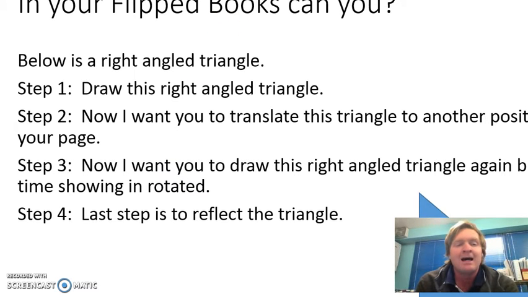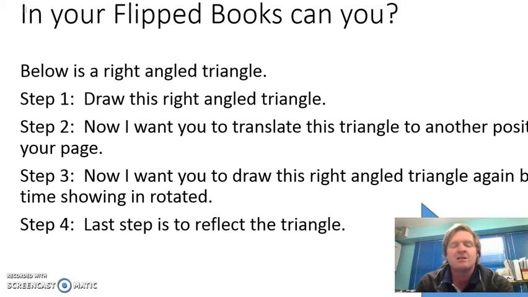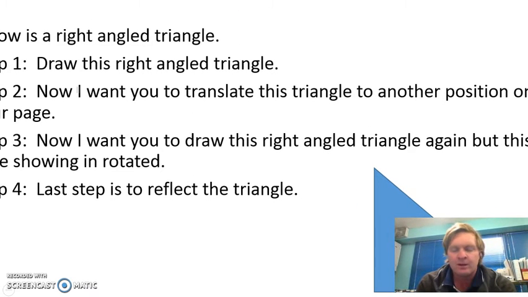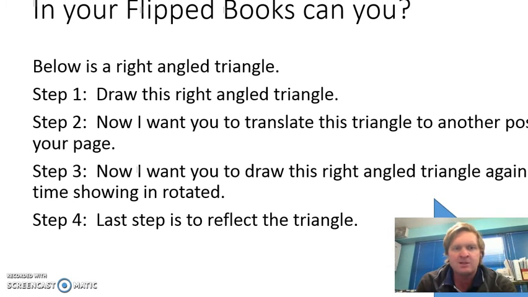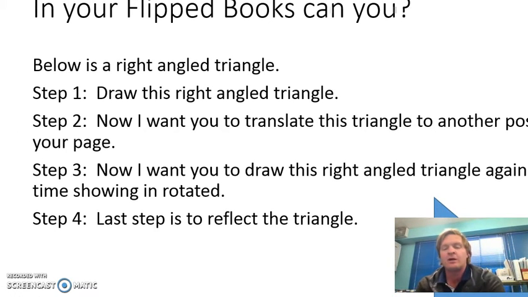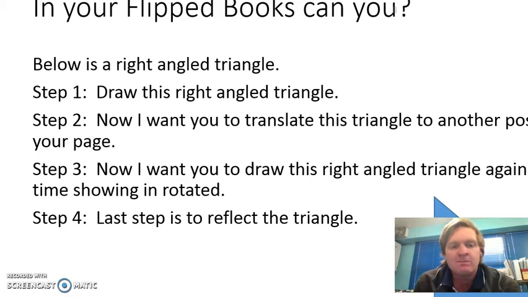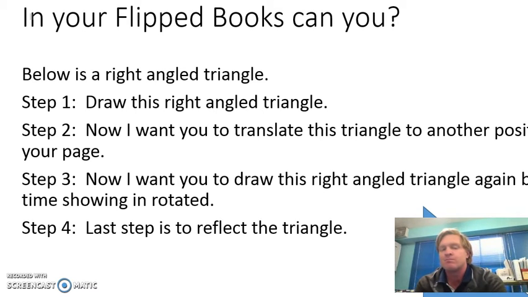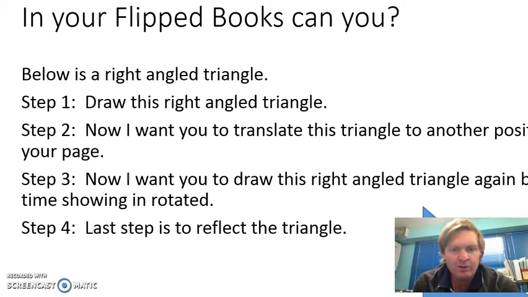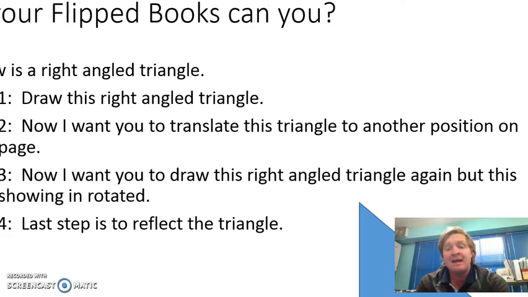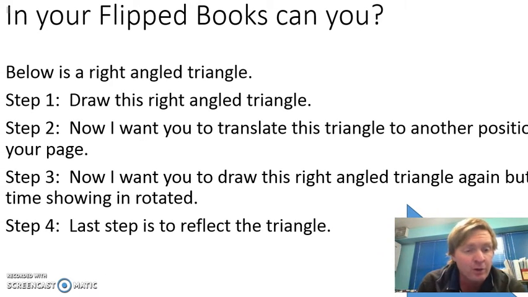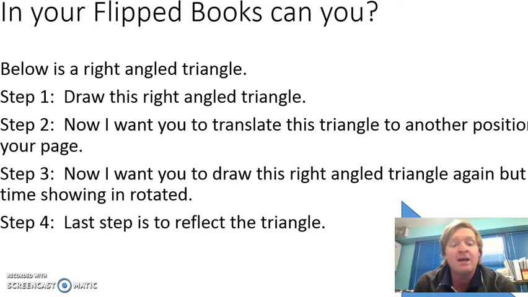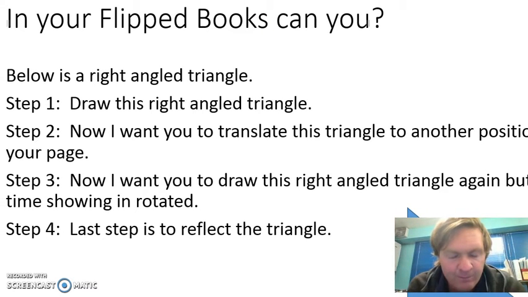Hey guys, in your flip books, this is the task that I need you to do. Below, you can see a right-angled triangle. You've got a few steps. Step 1 is you need to draw this right-angled triangle. Pretty easy. Step 2, translate this triangle to another position on your page. Step 3, draw this right-angled triangle again, but this time showing it being rotated. And the last step is to draw the right-angled triangle and then reflect it.